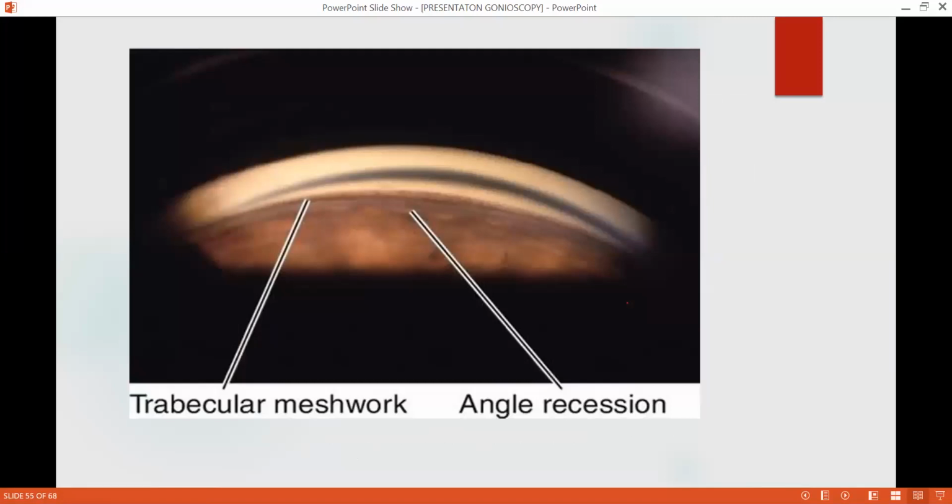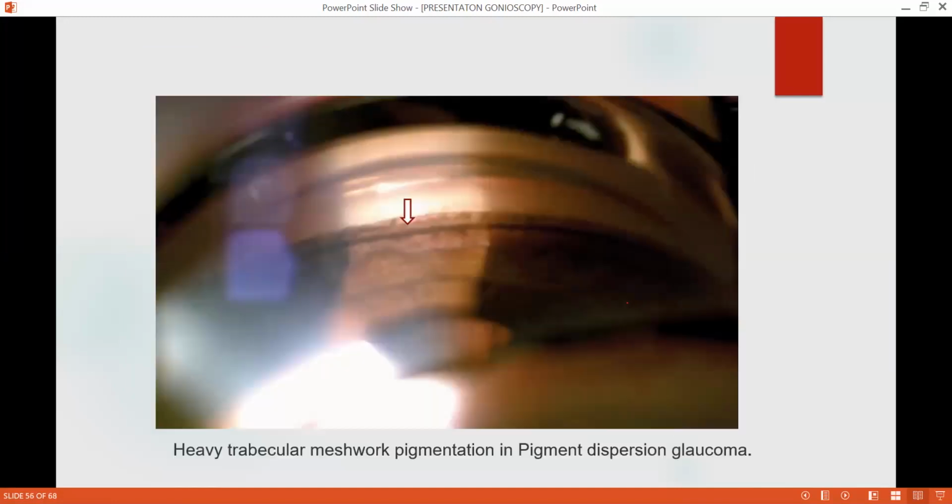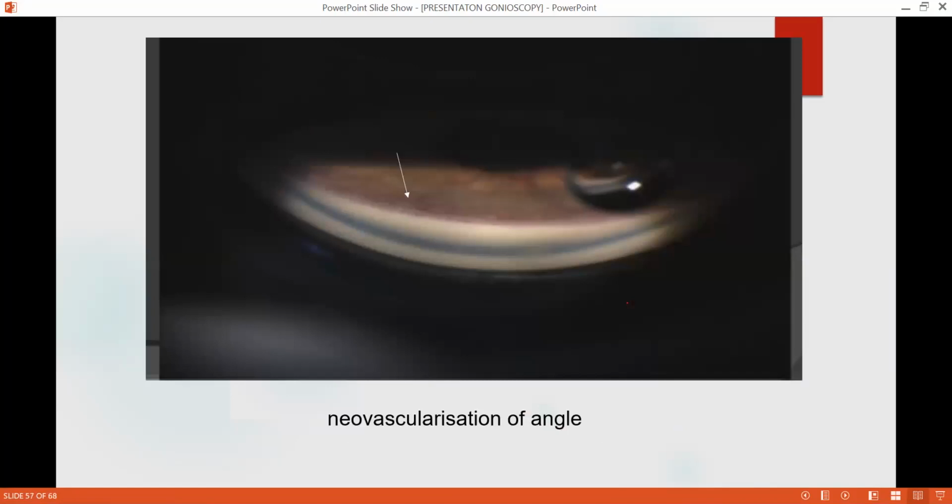This photograph shows angle recession. You can see a broad ciliary body band beneath the trabecular meshwork. It is grayish in color. You can see excessive or heavy trabecular meshwork pigmentation in pigment dispersion glaucoma. You can see it is almost black in color. The white arrow indicates the heavy pigmentation in the trabecular meshwork. You can see fine arborizing vessels at the angle in cases of neovascularization. You can also see neovascularization of the iris in this case.